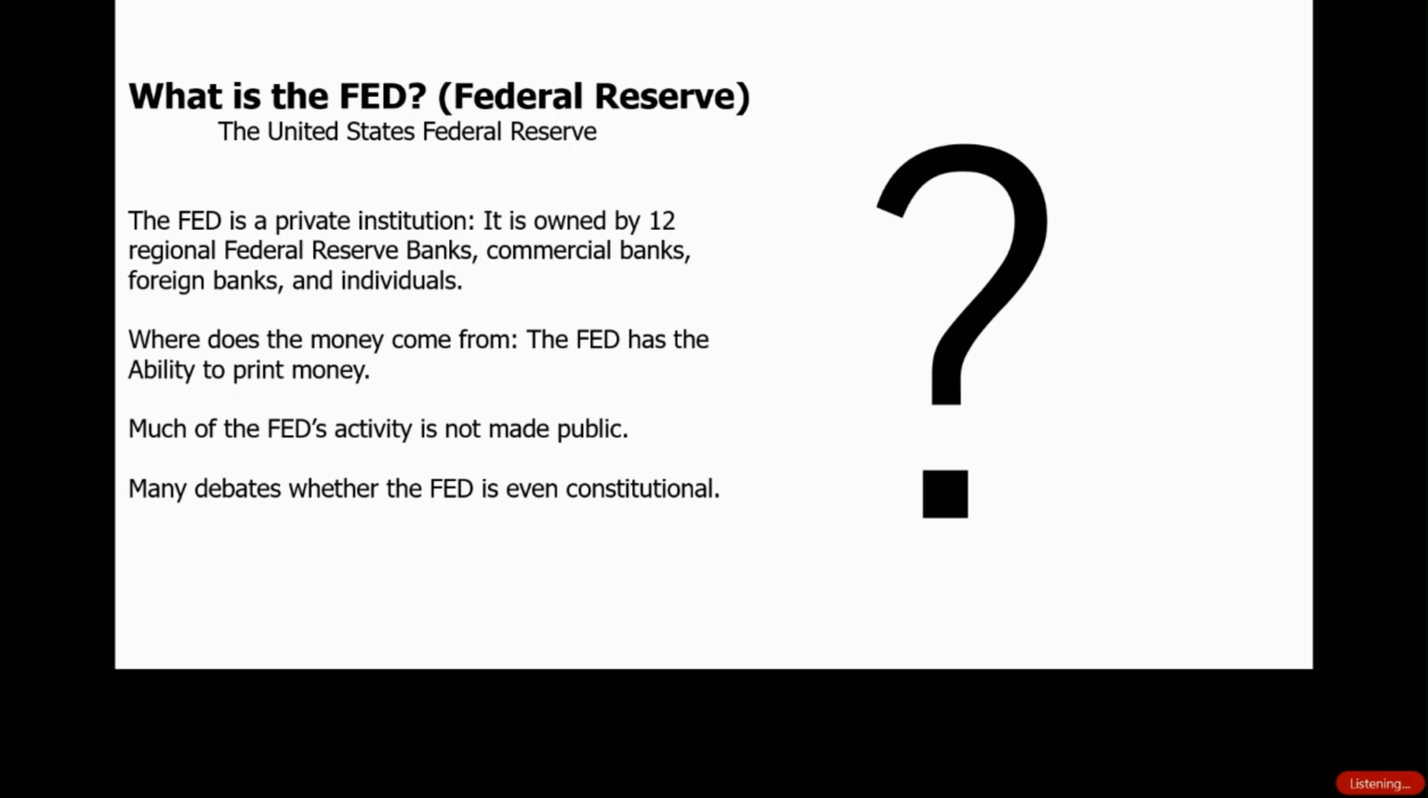Much of the activity of the Fed is not made public. They hold closed door meetings where people cannot go in and listen. All they know is that after that they come out and say, hey, interest rates are going to rise, or they are not going to rise. And there are a lot of people out there who even debate whether the Fed is even constitutional. But that's not really the point of this video. I just highlighted these few things to throw out some intriguing facts that might make you wonder and be more interested to read about the Fed.